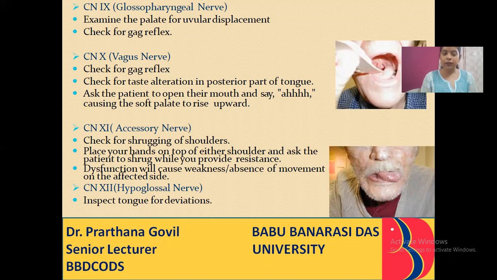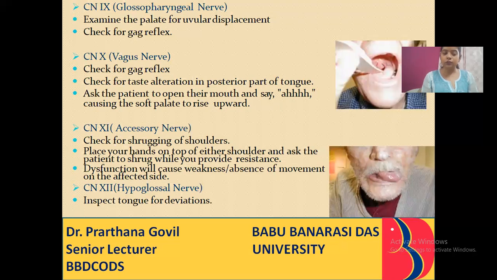Cranial nerve 11 is checked by shrugging of the shoulders. You need to have the patient shrug the shoulders and see whether they are shrugging properly. Place your hand on top of either shoulder and ask the patient to shrug while you provide resistance. Dysfunction will cause weakness or absence of movement on the affected side.